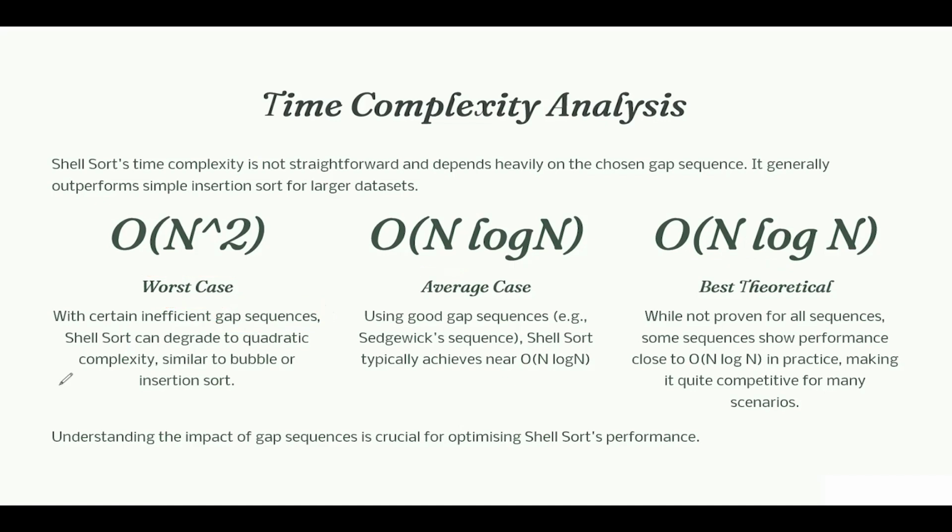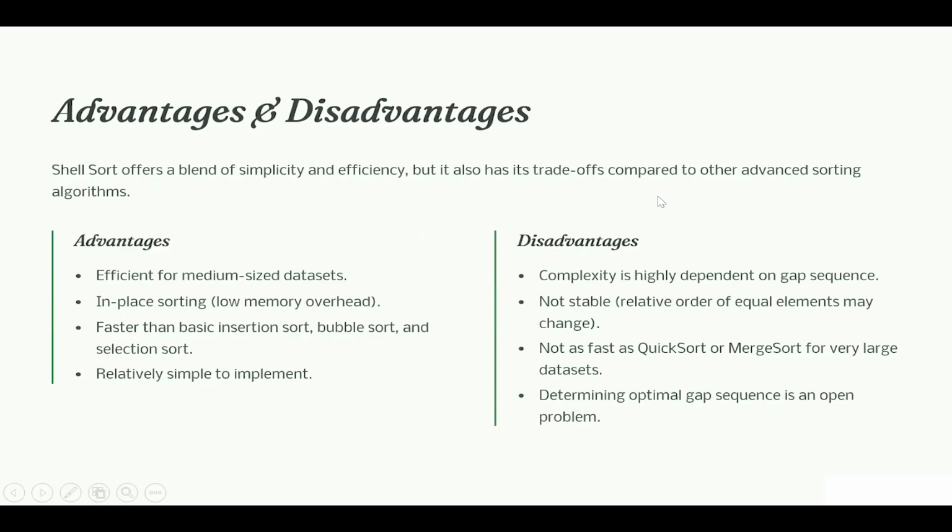Okay, so if it is a very small array, or a medium array, the shell sort is very efficient. But when compared to a large number of elements, it is not as good as other algorithms. So let us see the advantages. It is efficient for medium-sized data sets. In-place sorting. Okay, so there is not much memory required. It is faster than the basic insertion, bubble sort, and selection sort.